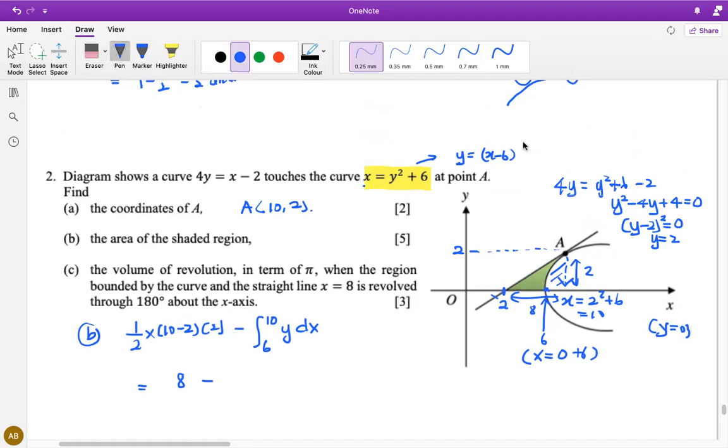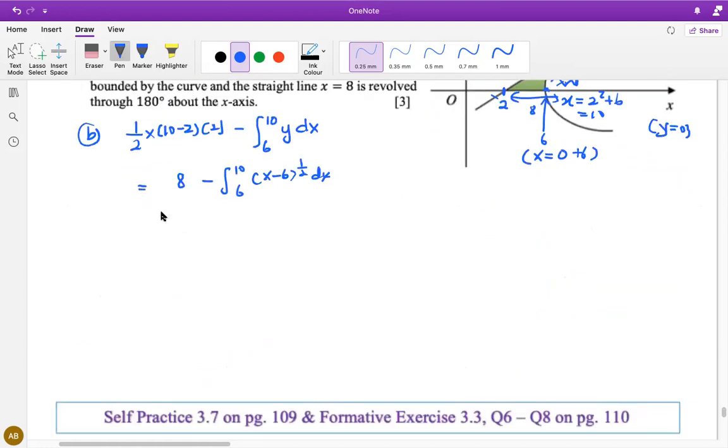Right, so this is square root. Substitute here 10, 6, then x minus 6, 1 over 2 dx. Okay, so we do step by step. Right, so here will be x minus 6, 3 over 2, and then from 10 to 6.